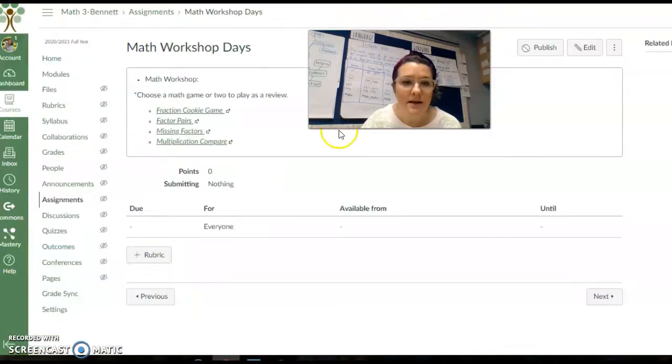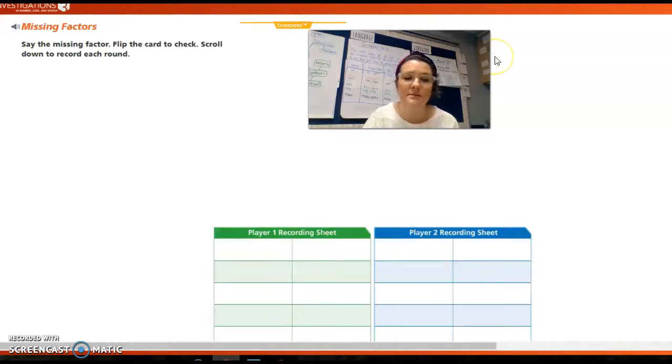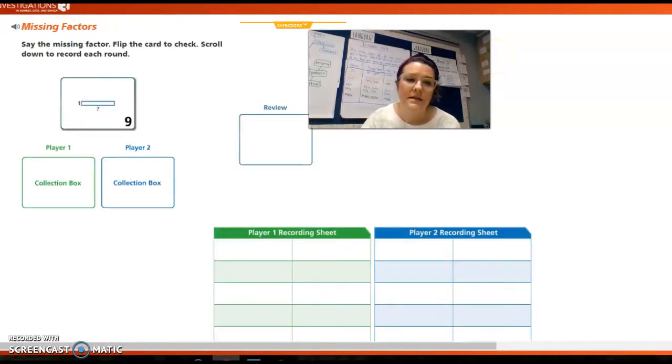Okay. All right, the next game that you are going to be able to play this week is missing factors. Again, it's using array cards, but you're missing one of the factors on the array. It gives you one factor and then it gives you the total. It gives you the product. So you are trying to find that missing factor through your multiplication strategies and division strategies. Okay? So as you are finding the missing factor, you can use your recording sheet here.